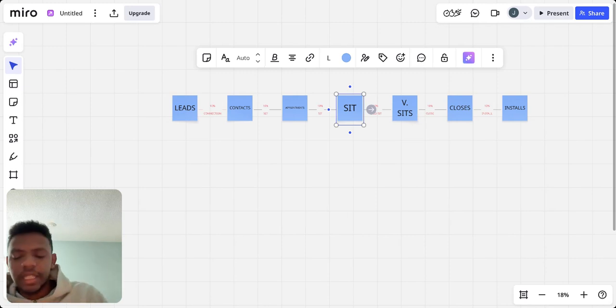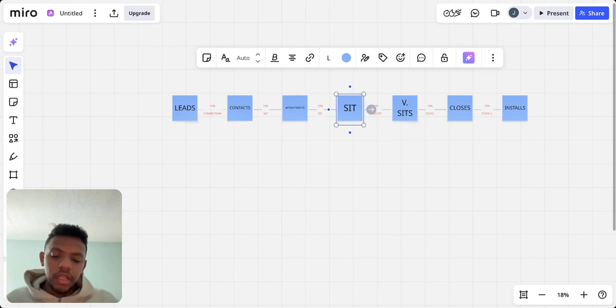Or that's not considered a sit. It's an appointment. It's not considered a sit. It's considered a very eager appointment that you can work for it to become a sit. A sit is somebody that is basically there with the husband, wife, decision makers, all that stuff.